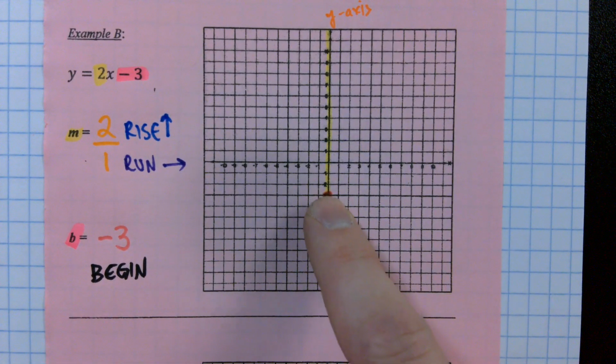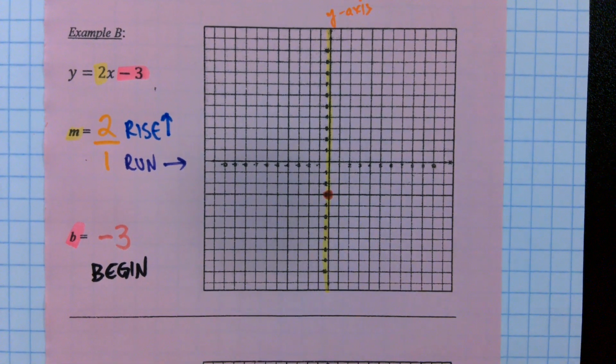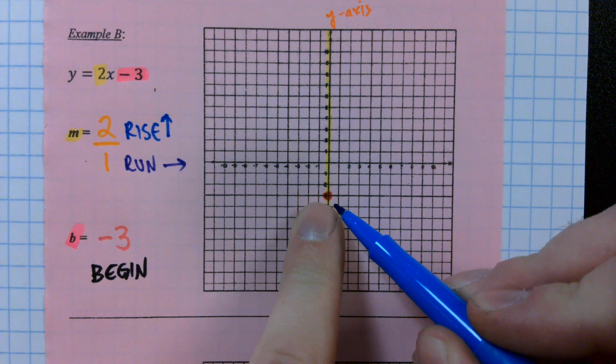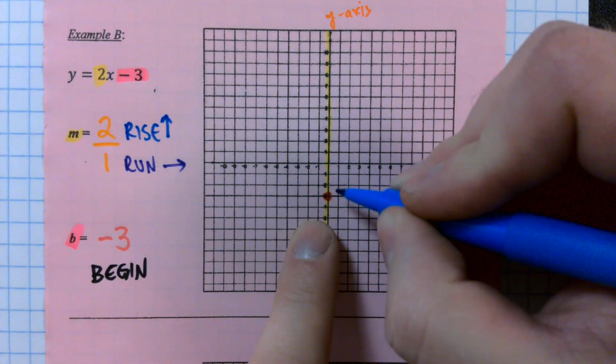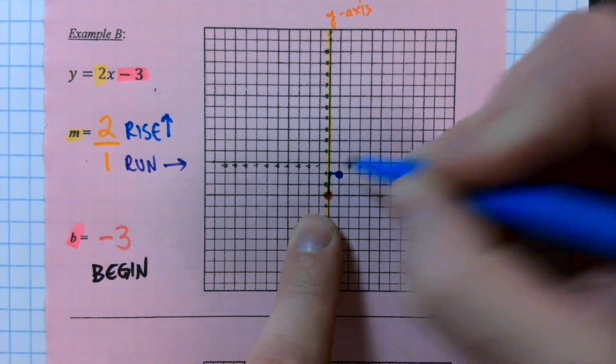So we got our beginning point. Give me a thumbs up if you got your beginning point graphed on there. Okay, only half of us. There's my beginning point. From that beginning point, I'm going to rise 2, run 1, and make a point.